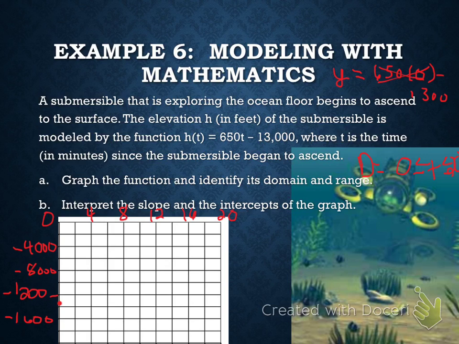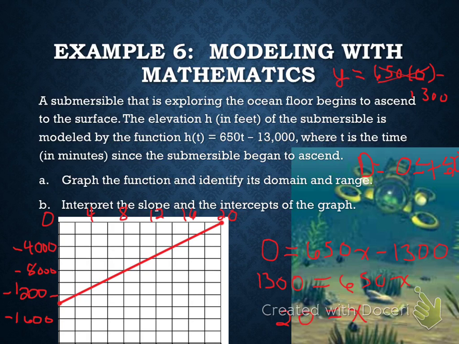For the x-intercept, if I put in 0 equals 650 times x minus 1300 and solve for x, I'm going to add 1300 to both sides, so I get 1300 equals 650x. Then divide by 650, you get x equal to 20. So it crosses the x-axis at 20. So I would put my point right there. So my line is going to connect those 2 points.